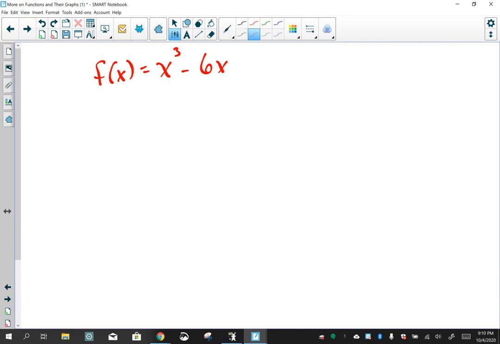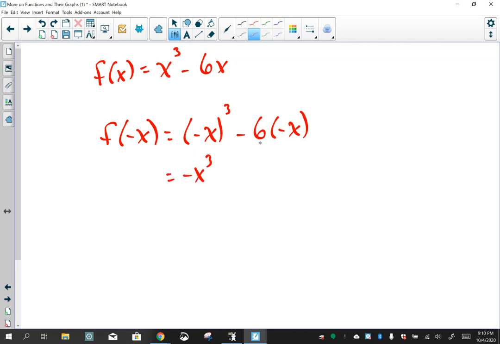All right. Welcome back. So let's see how you did. So I plug in my negative x. So I get negative x to the third minus 6 to the negative x. So this winds up being negative x to the third. So negative 6 times a negative x gives me a positive 6x. Everything got a sign change on this one. And since everything got a sign change, this function is going to be considered odd.